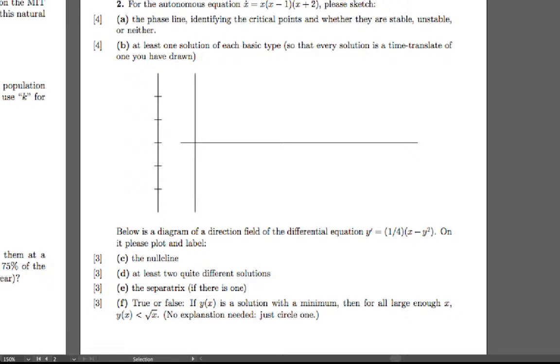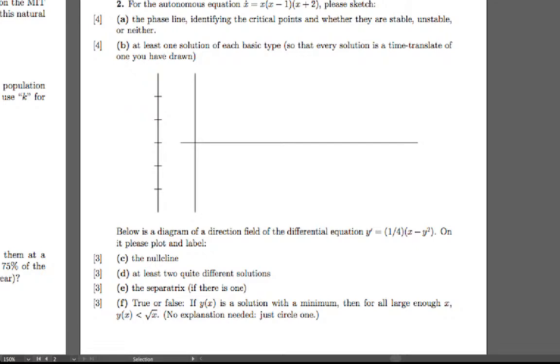Could I actually make a direction field? Let's see here. You know what? Nah. Because obviously making a direction field would be longer, but you know how to make a direction field.